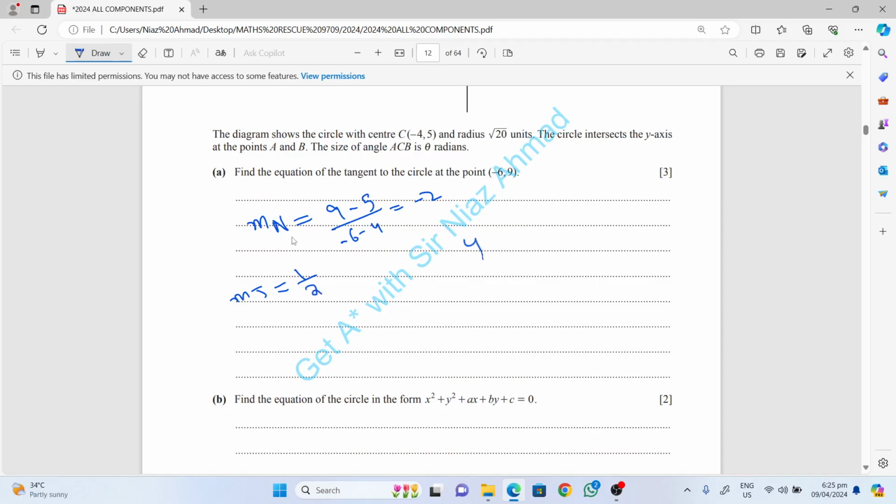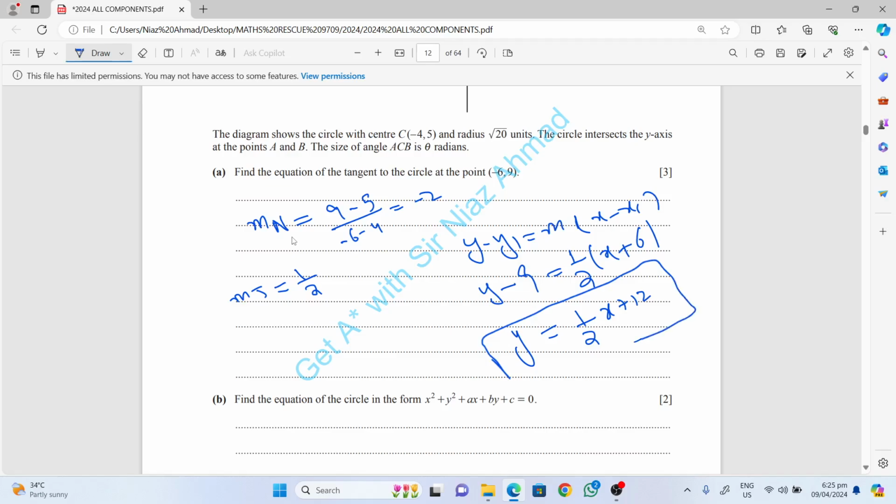I want to get my equation. So equation for the tangent is y minus y1 equals m into x minus x1. So you have a point, this is y minus 9. You have a gradient, that is 1 by 2 into x, and minus minus plus 6. I take this 9 to the other side, so it will be added, and the final expression of the equation will be 1 over 2x plus 12. This is the equation of the tangent.